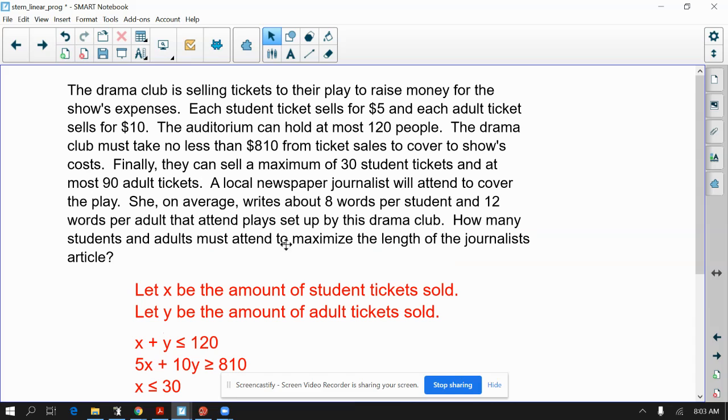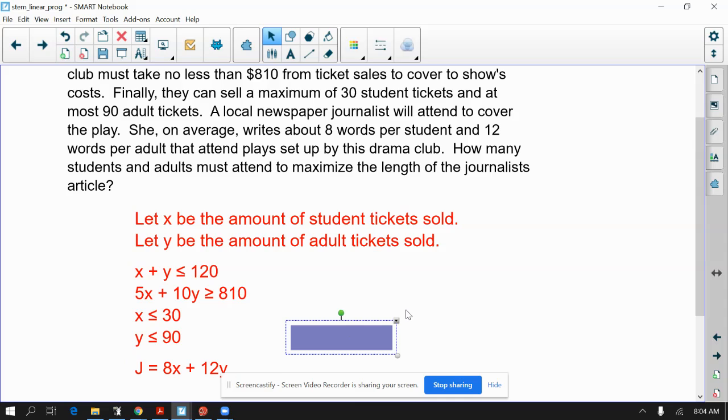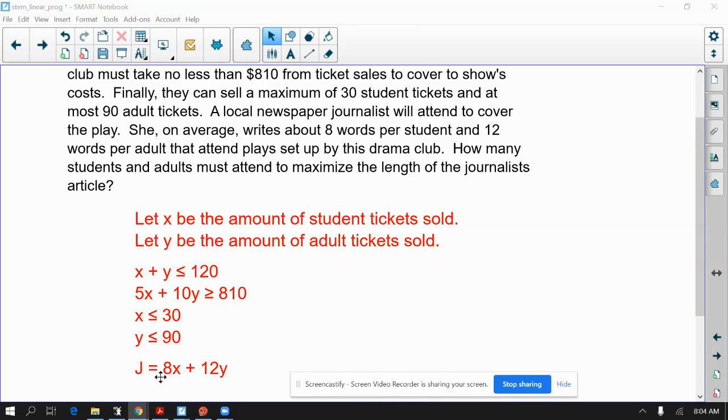Finally, our last sentence, a local newspaper journalist is going to cover the play. She writes about 8 words per student and 12 words per adult of those who watch it. So how many students and adults should we hope to get to maximize the journalist's article? So that is our final one, J for journalist, and 8 times X, so 8 per student plus 12 per adult. And notice there are 3 variables here. So we're going to plug in X's and Y's to find the biggest J, the biggest article for that journalist.